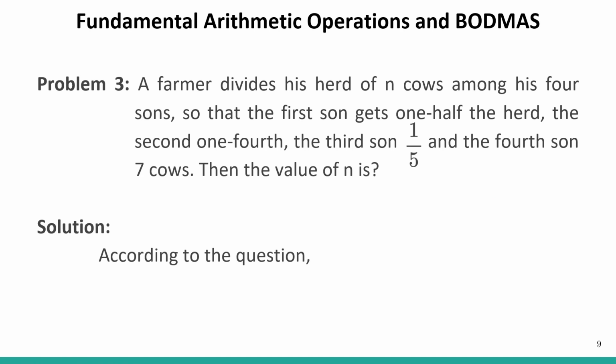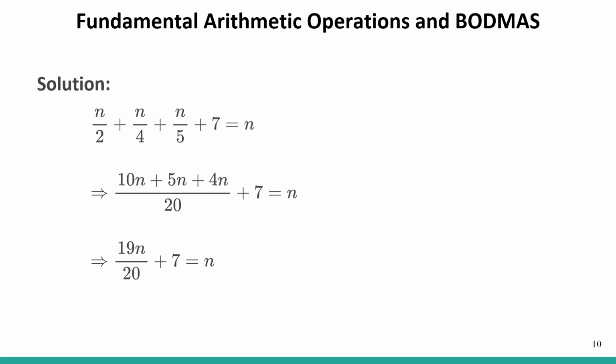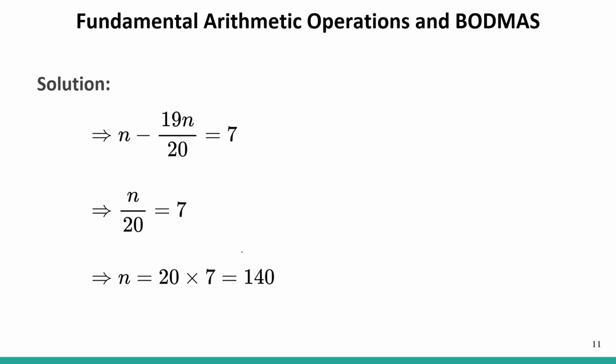Let's see the solution step by step. Here you can see we got the algebraic equation n by 2 plus n by 4 plus n by 5 plus 7 is equal to n. Then we solved it, and the answer was 140.